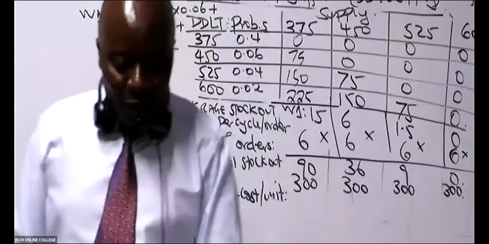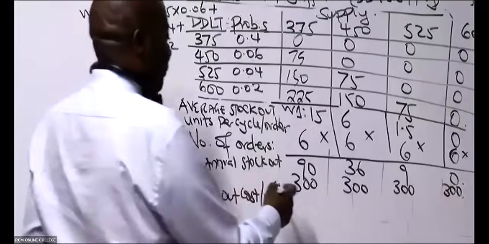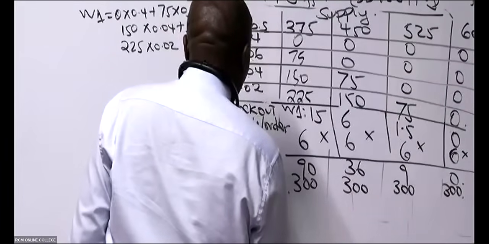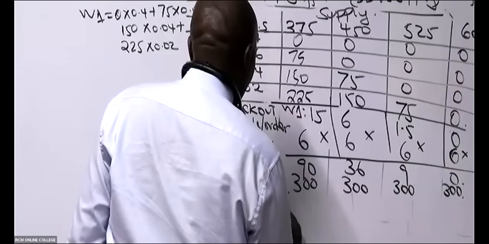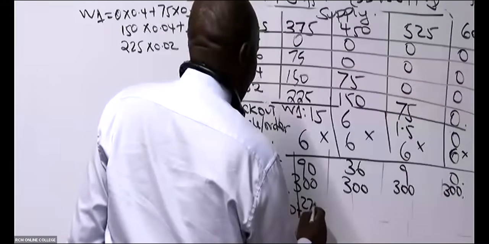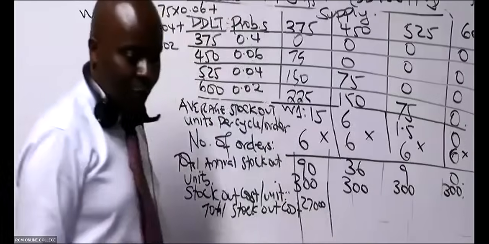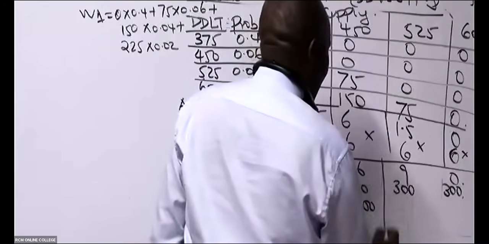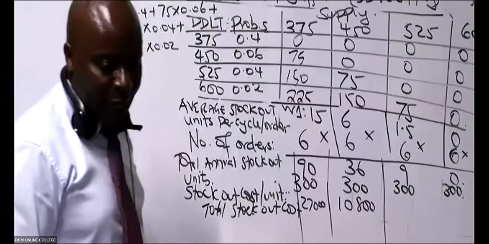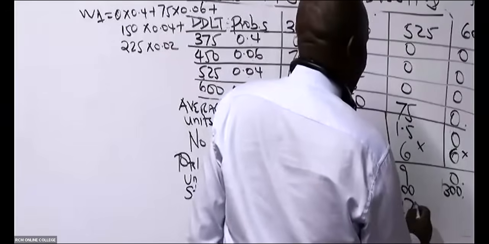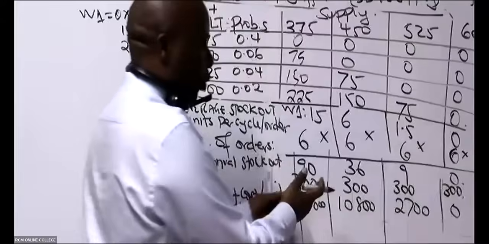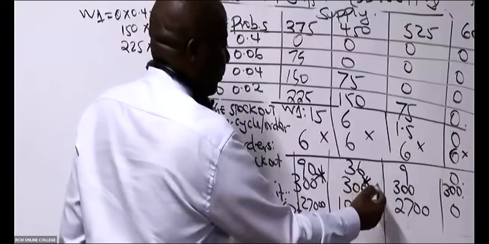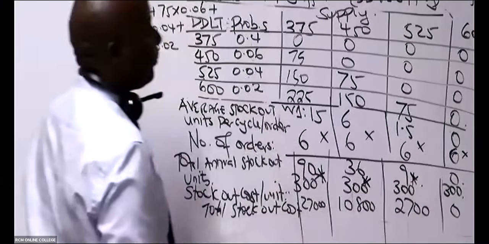So is there somebody? Yeah, already a ninja has given us 27,000 total stock out cost. From there, the next one is 10,800. From there, we have 2,700. And then lastly, of course, you multiply the two numbers, isn't it? Yeah, for your revision, we multiply the two numbers.